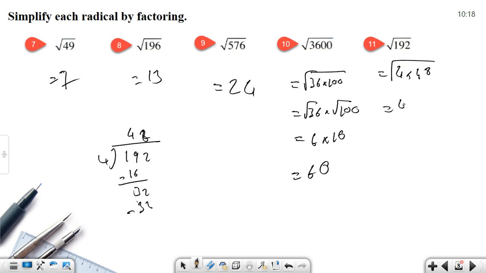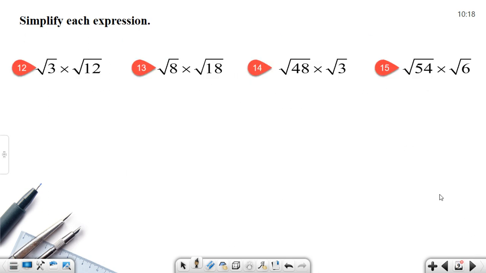So 4 times 16 times 3. 4 times 16 is 64. So square root of 64 multiplied by square root of 3. Square root of 64 is 8. So 8 square root of 3. That's how we simplify this expression.